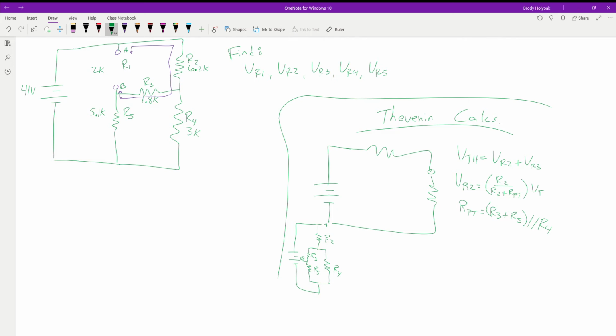So the first thing I'm looking at is when I come across my power supply, what am I connected to? R2. So I start here with R2 connected to the positive of my power supply. Then, what's connected across from the backside of R2? R4 and R3. So I know that at this point, this is what I have.